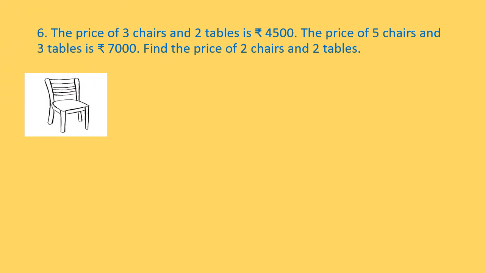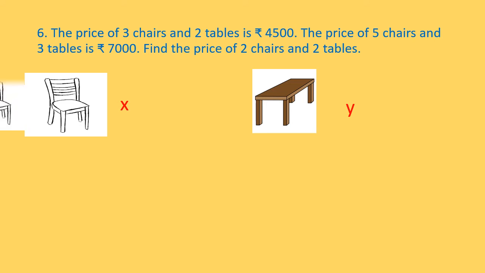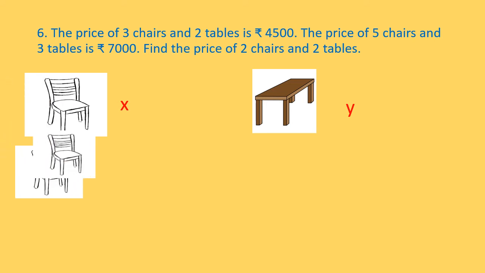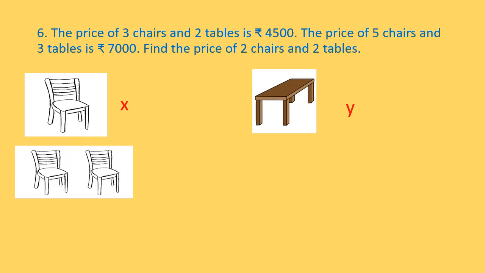So suppose I have one chair, I'll consider its price as x. What is x here? The price of one chair. They're talking about the price, right? I don't know how much is the cost of one chair, so we say that the cost of one chair is x, and then there is a table whose cost is y. So suppose I have two chairs, what will happen to the cost? It will become x plus x, which will be 2x, right?